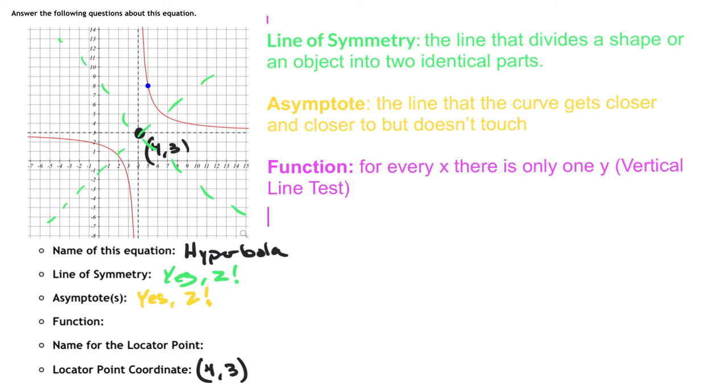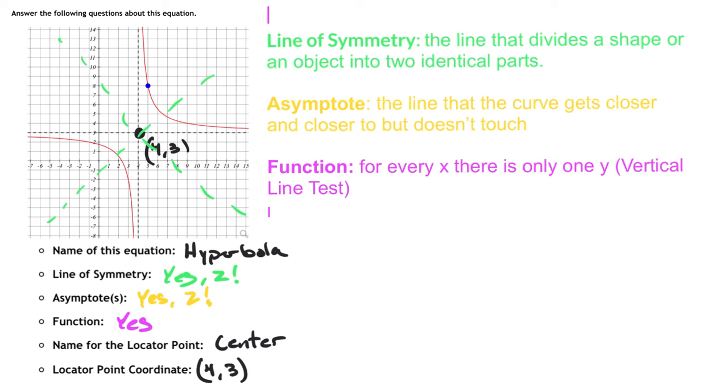And then as we look at it, is it a function? So if you pass a vertical line through it, does the graph ever touch it more than once? No. Right? So then yes, it does not touch the line more than once, so yes, it is a function. The name of the locator point here, we call it the center because it's kind of the center of all those things that are happening right there.